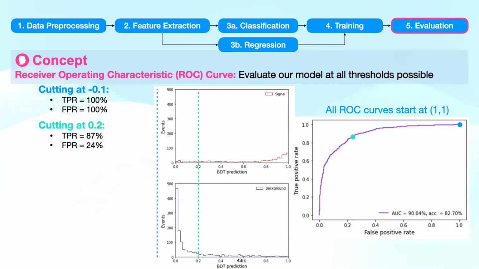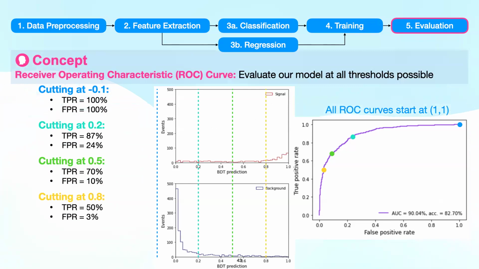If I move my cutting threshold to 0.2, my true positive rate decreased, right? It decreased to 87%, and the false positive rate also decreased to 24%. And I'm plotting this on the plot on the right as well. So this point is here. And I'm further moving up my cutting threshold. My true positive rate decreased, my false positive rate also decreased, and that's a new point. And then I'm making another cut at 0.8. So this is my new true positive versus false positive, and it is being made here.